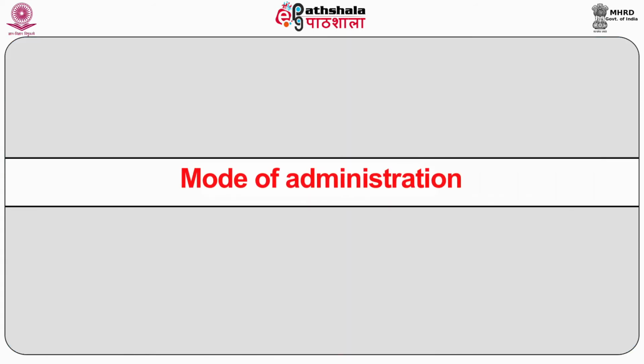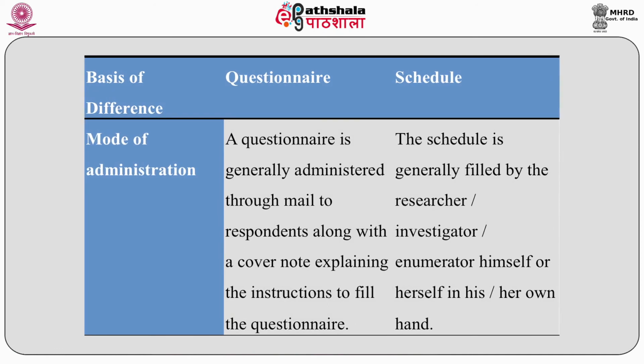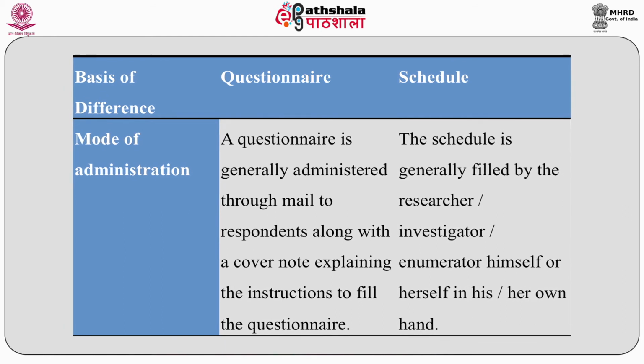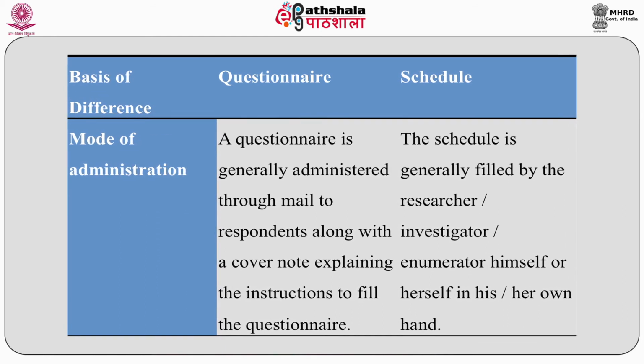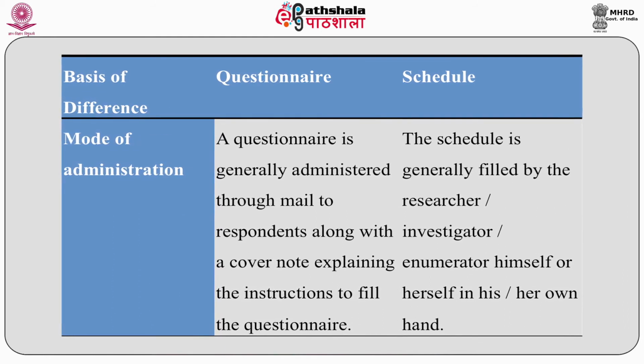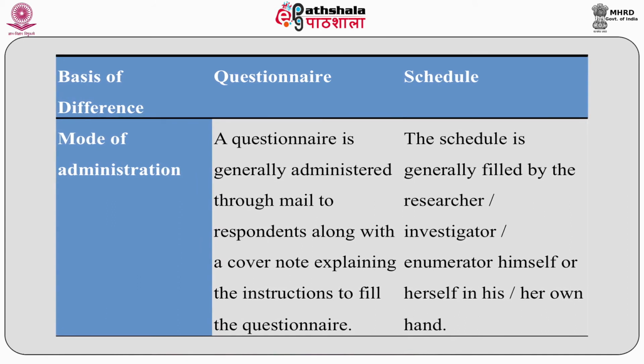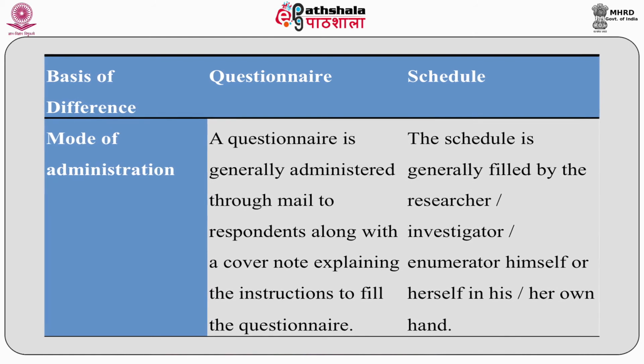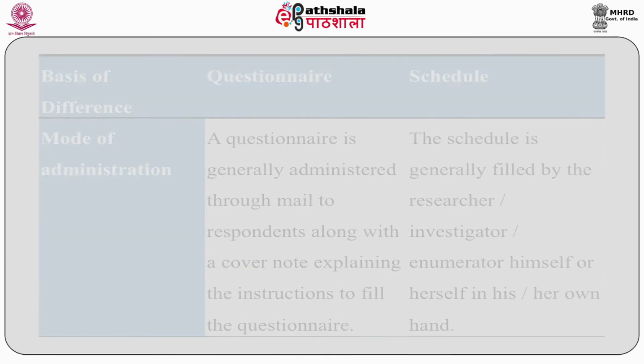The important points of difference are based on different bases. The first difference is based on the mode of administration. The questionnaire is generally administered through mail to the respondent along with a cover note explaining the instructions to fill the questionnaire. Whereas under schedules, the schedule is generally filled by the researcher or the investigator or the enumerator himself or herself in his or her own hand.